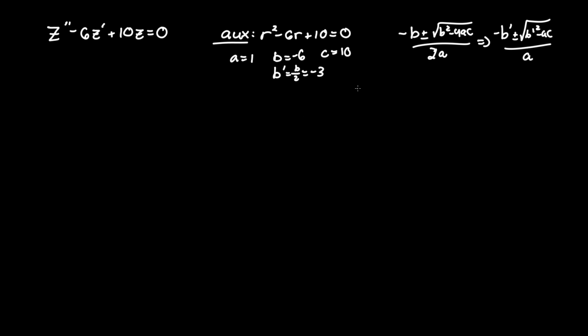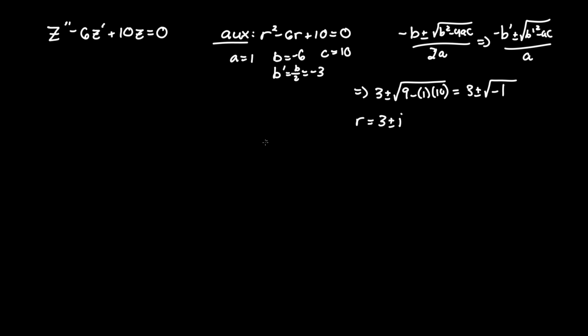So plugging in these variables, negative b prime is just positive 3, plus minus, 3 squared is 9, minus ac, so 1 times 10, over a, which is just 1. So I'll just leave that out. Simplifying further, 3 plus minus square root of 9 minus 10 is negative 1. Again, this is for r, so r equals 3 plus minus i, where i equals root negative 1.